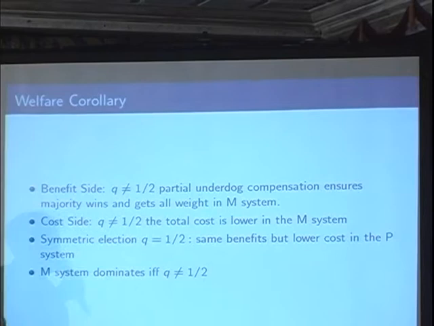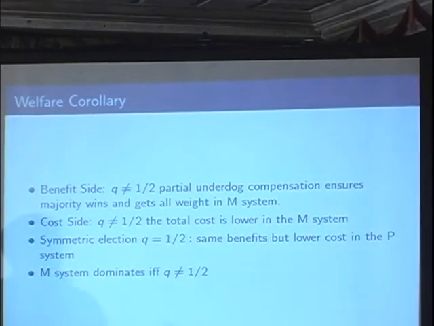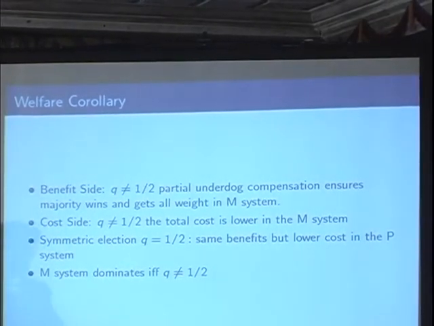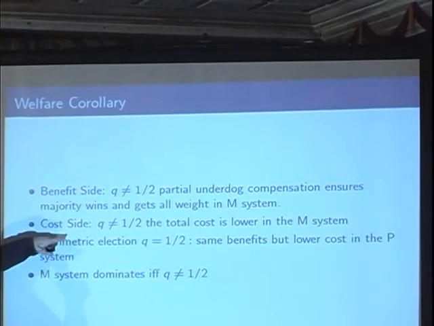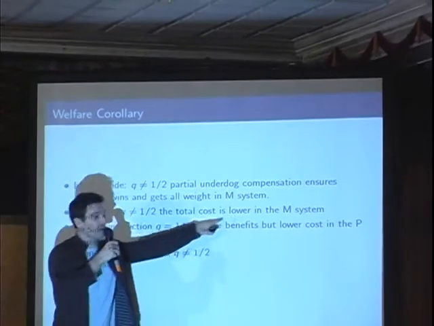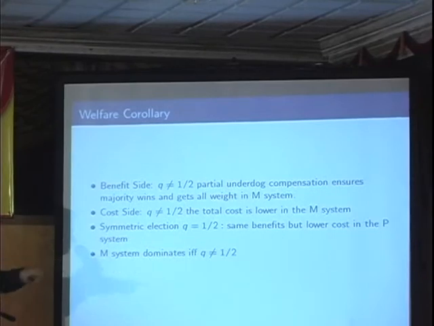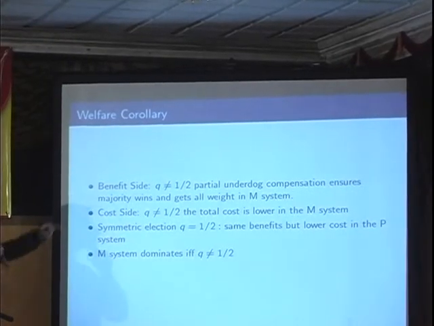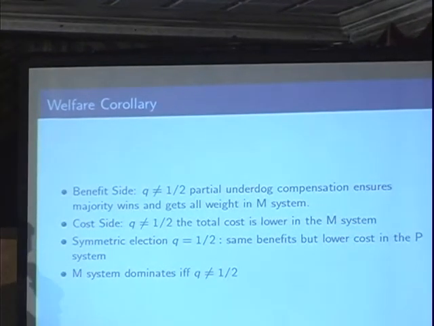In the power sharing system, we're not giving all the power to the majority, so that dominates on the benefit side. Whereas on the cost side, also the M system has a lower cost because fewer people are voting. So it dominates on the benefit and cost side, so it's better overall.